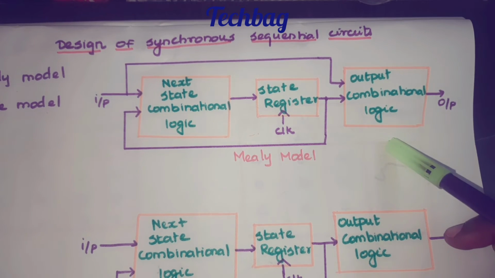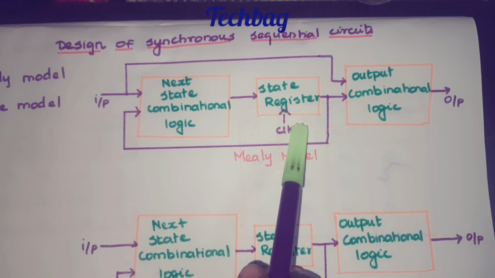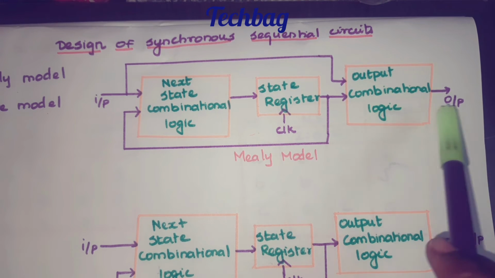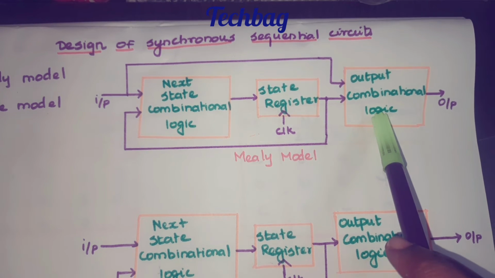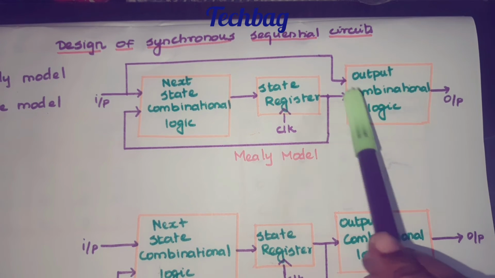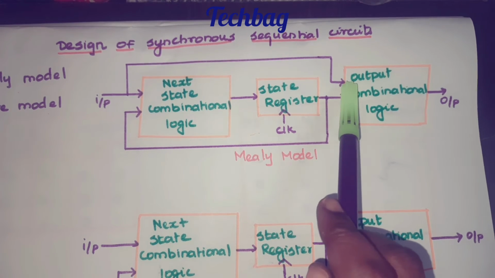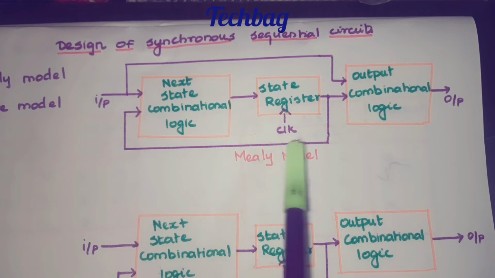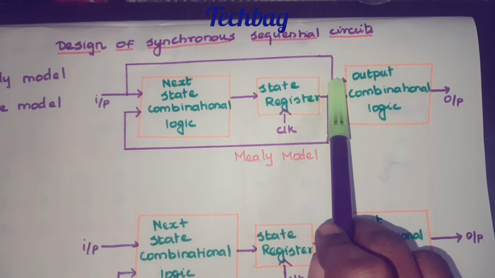The first block diagram shows the Mealy model. Here, this state register is a memory element which holds the present state of the circuit, and this output combination logic will use it to produce the output. This is nothing but a circuit made up of logic gates used to generate the output. So it depends upon the external input and present state of the memory element. So in Mealy model, the output depends upon present state and the external input.